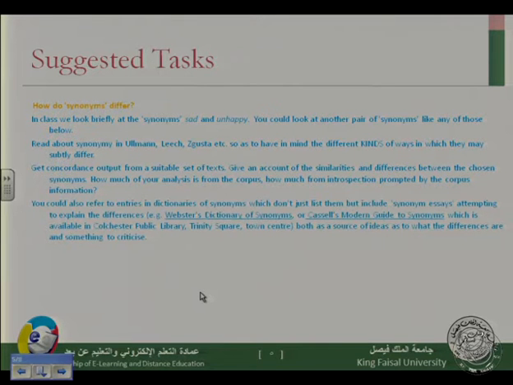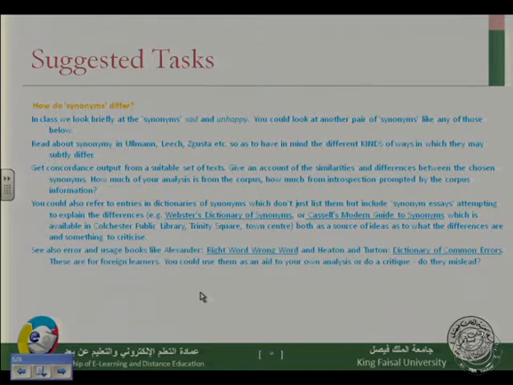You could also refer to entries in dictionaries. You check some dictionaries and you compare them with the corpus. See also error and usage books like Alexander, Right Word, Wrong Word. There are some books that tell you the right usage of words and wrong usage of words. You can also check all of these books.